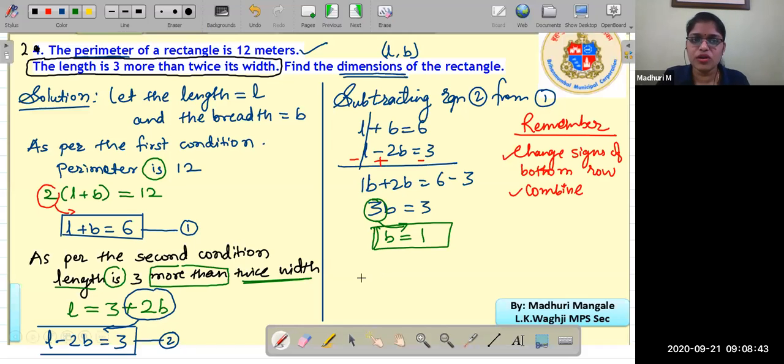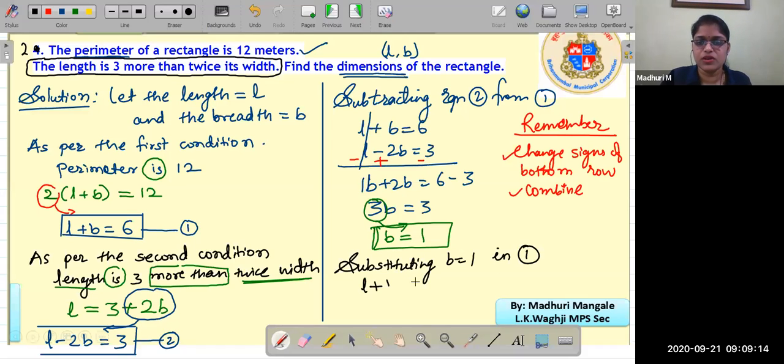So far we have found the dimension for the rectangle. We have found b. Next we will be finding length. How do we find length? Yes, you all are right. We are going to substitute. So substituting b equals 1 in any one of the equations. Let us use the first equation. So that would be L plus b equals 6. We are replacing b with 1. That would be L plus 1 equals 6.